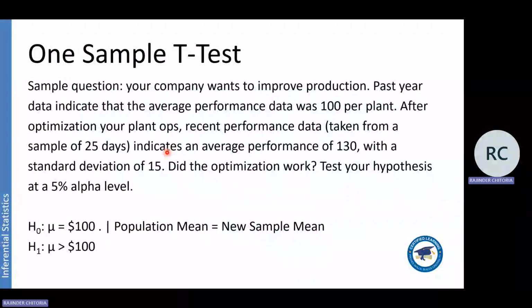Then one sample test we have where we test our current sample mean with an earlier available mean data point. Let's take an example. Past year we had one data set where we said the plant performance was 100 per plant. After the optimization event, recent performance was observed for 25 days, indicating that the average performance is 130, with a standard deviation of 15. Did you optimize the work?